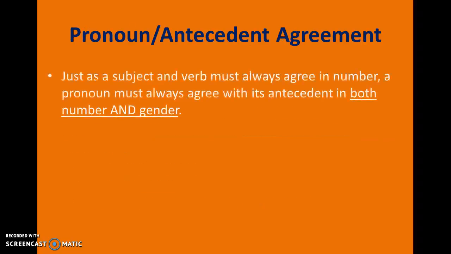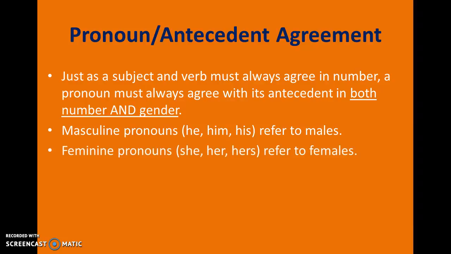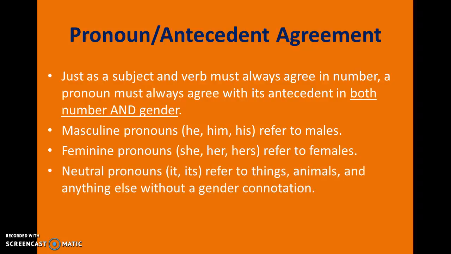Now, just as a subject and verb must always agree in number, a pronoun must always agree with its antecedent in both number and gender. So there's a second step that goes into pronoun antecedent agreement. For example, masculine pronouns such as he or him or his are going to refer to male antecedents, whereas feminine pronouns like she or her or hers are going to refer to female antecedents. Now, there are neutral pronouns, such as it or its, that will refer to things, animals, or anything else that does not have a gender connotation.